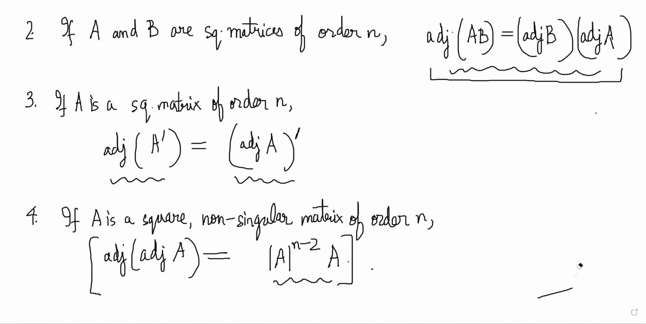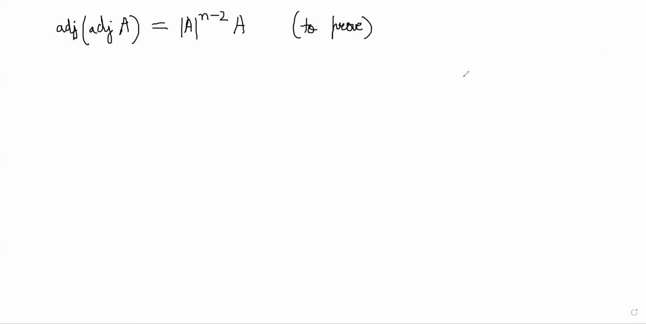We are not talking about det. We have to prove the whole thing. We can do that as well. We know that A into adjoint of A is det A into identity. And over here, we need to find adjoint of adjoint of A. So we need to multiply adjoint of A into adjoint of adjoint of A.